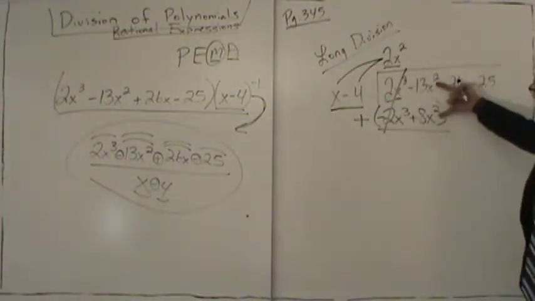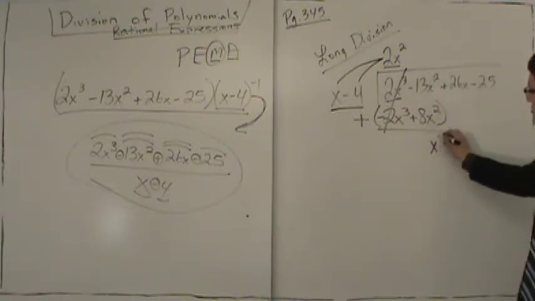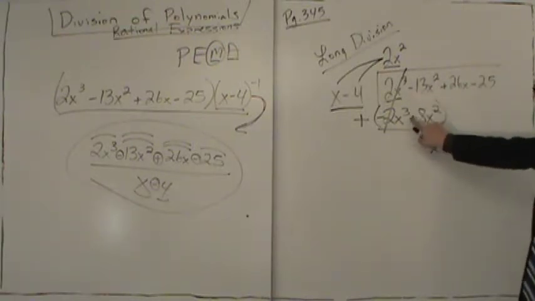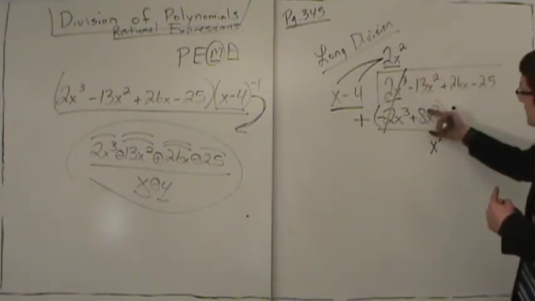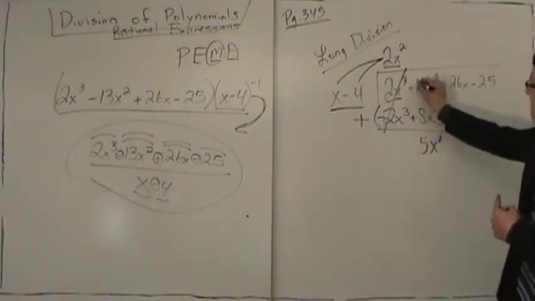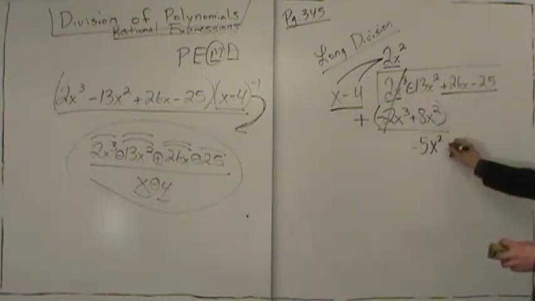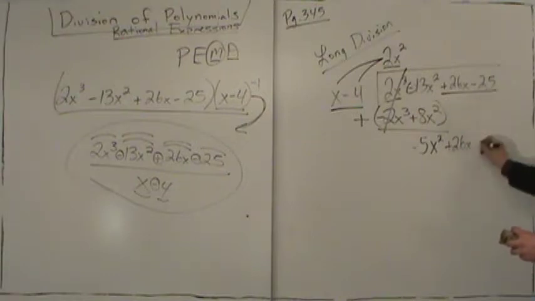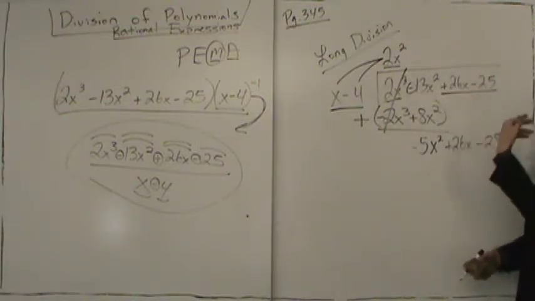Now, does your x squared match your x squared? Yes. When we add, what matches doesn't change. The x squared does not change. Negative 13 plus 8, since the signs are different, you're technically subtracting. 13 minus 8 is 5, and take the sign of the larger, which is negative. So this is negative 5x squared. Now bring everything down and start the process over again. So bring down the 26x minus 25. We start the process over again.